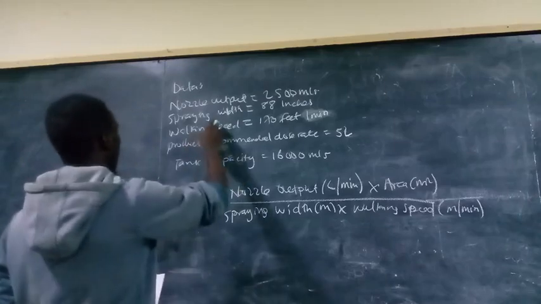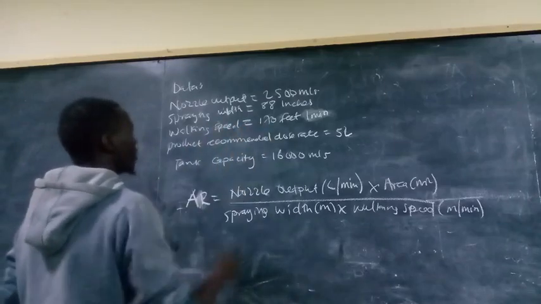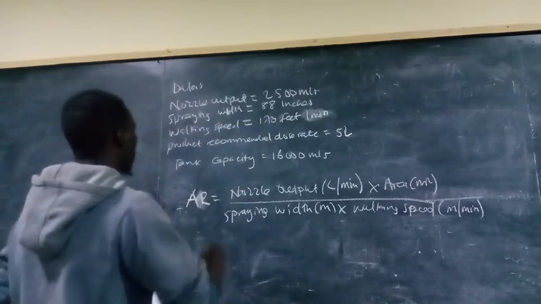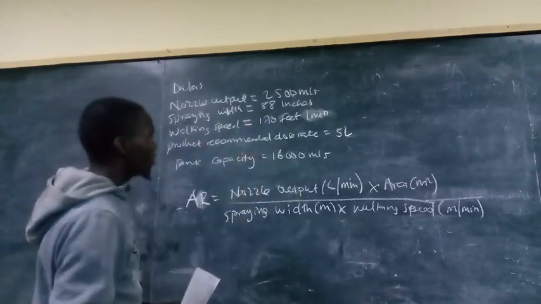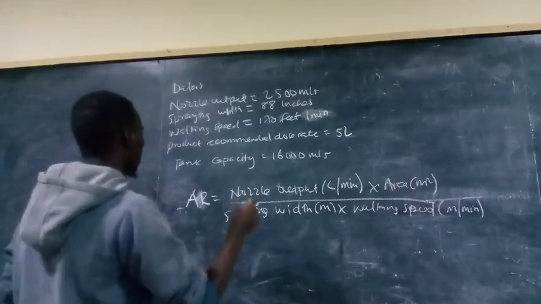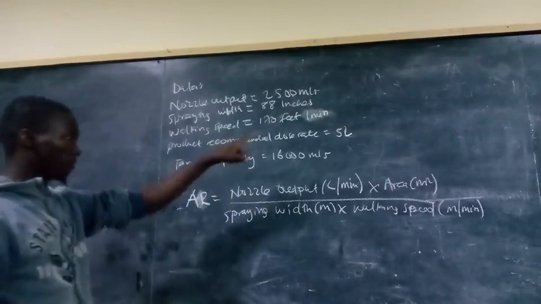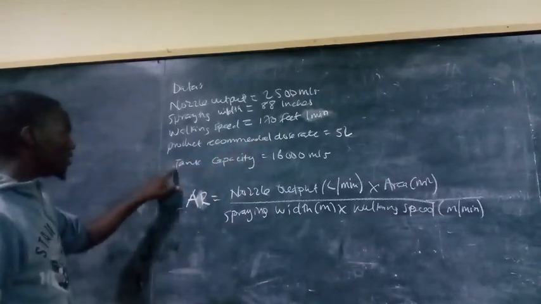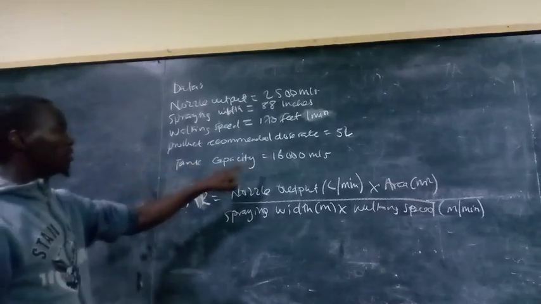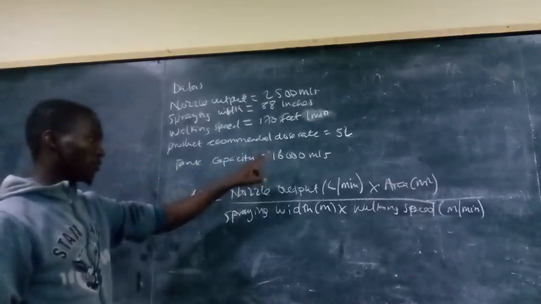and the spray width is 8 inches, and the working speed is 170 feet per minute, as well as the product's recommended dose rate, which is 5 liters. And lastly, the tank capacity is 16,000 mils.